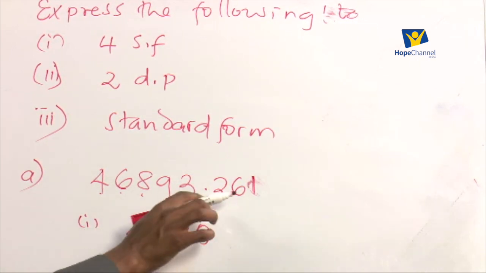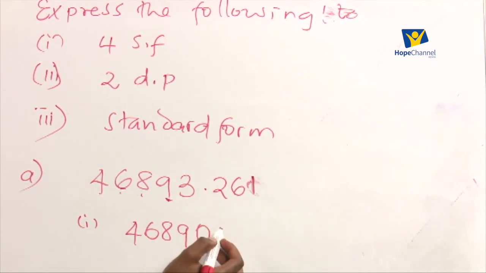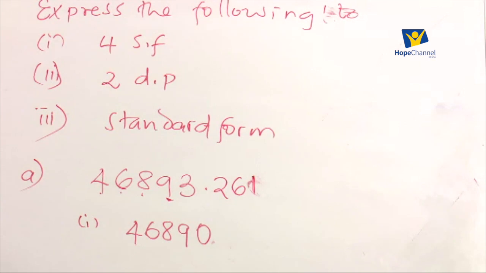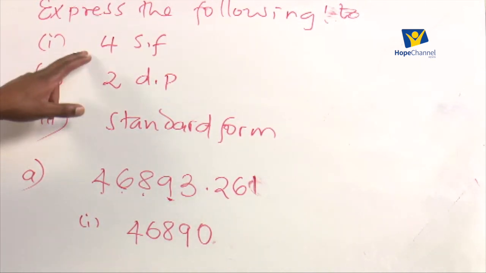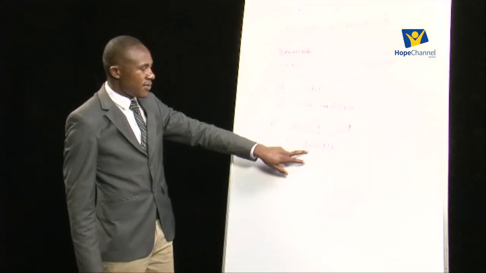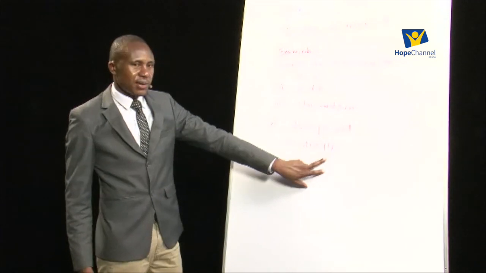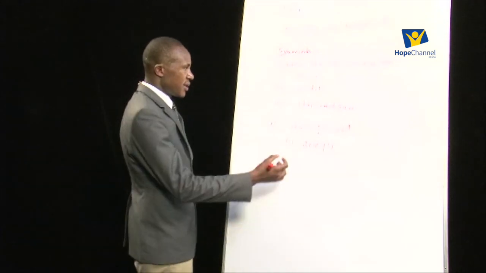We don't put zeros after the decimal point because the moment we put them, they are going to be significant and they'll be counted, and so the number will change from 4 to a different thing. So we have 4689.0 in 4 significant figures.